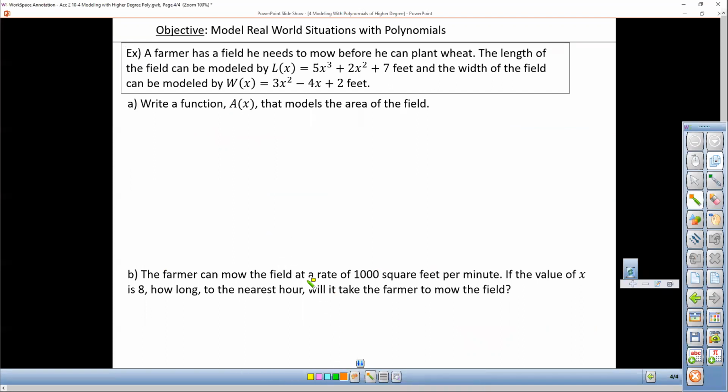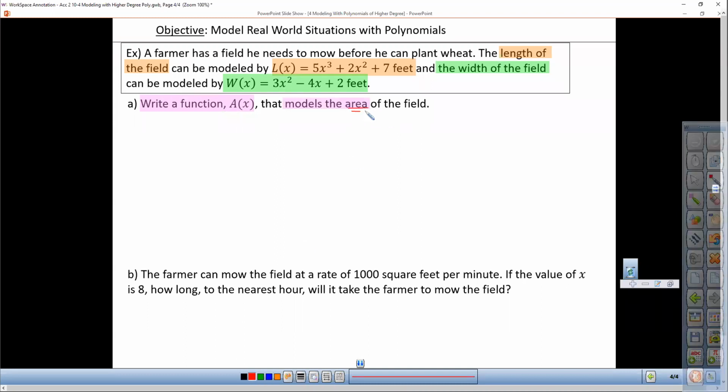All right, so here it says that a farmer has a field he needs to mow before he can plant wheat. The length of the field can be modeled by L of x feet. And the width of the field can be modeled by W of x in feet. Here in our part A, we're to write a function A of x that models the area of the field.